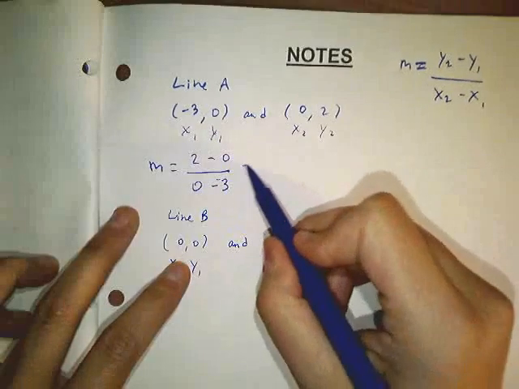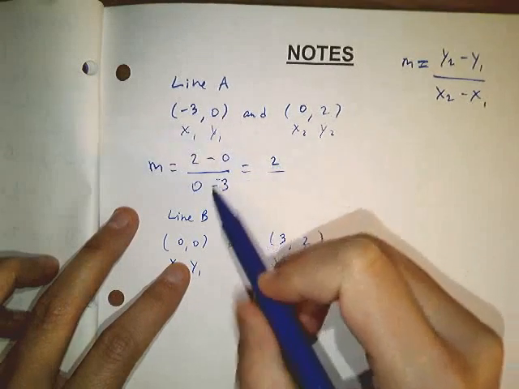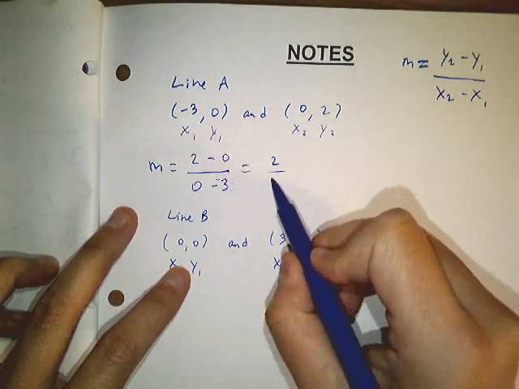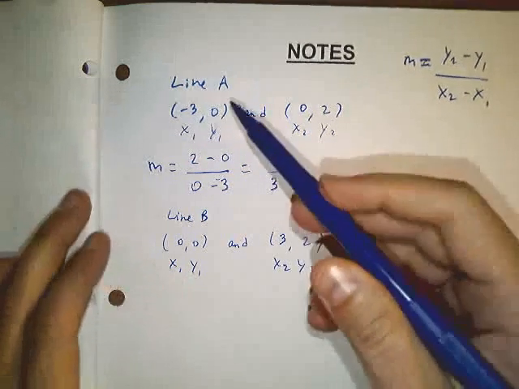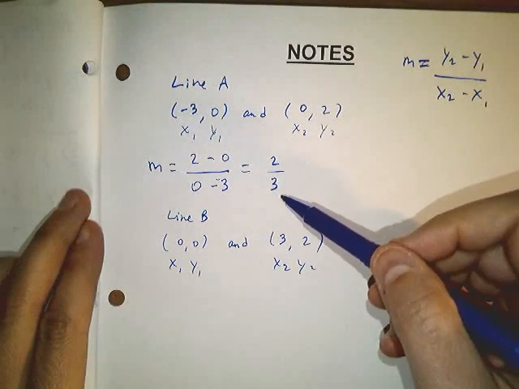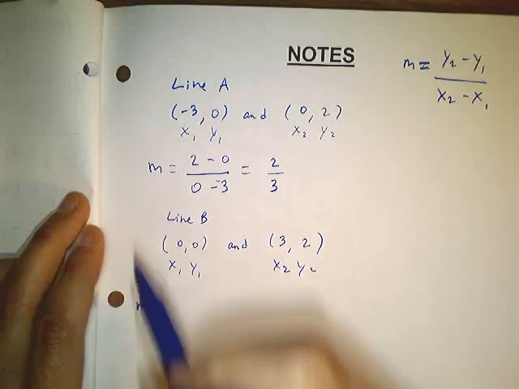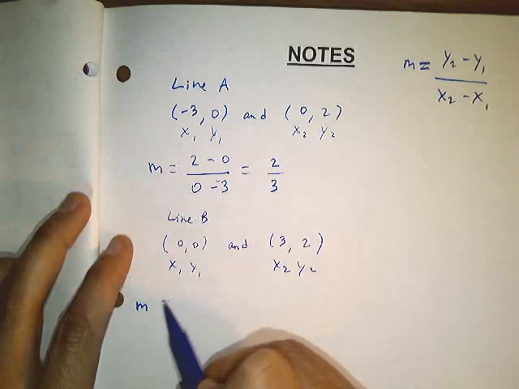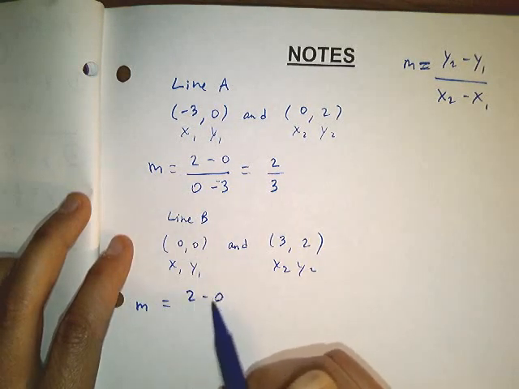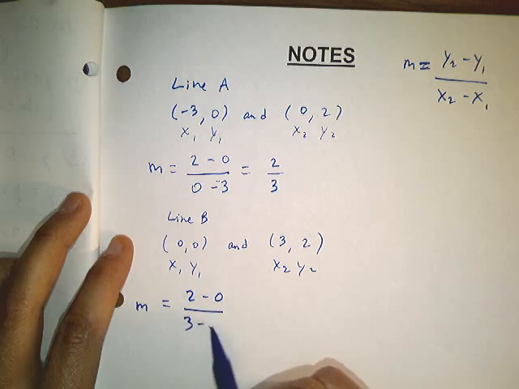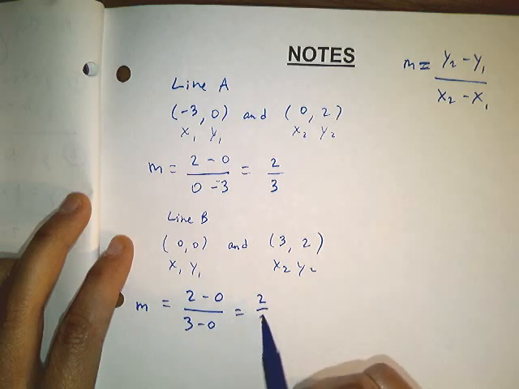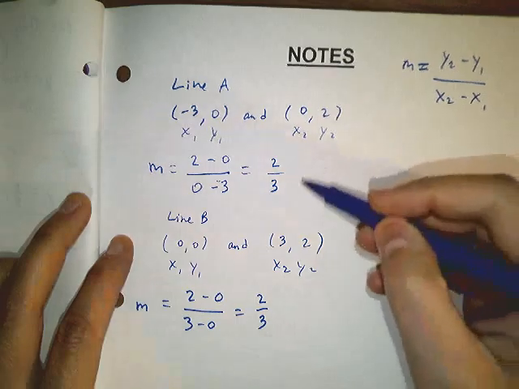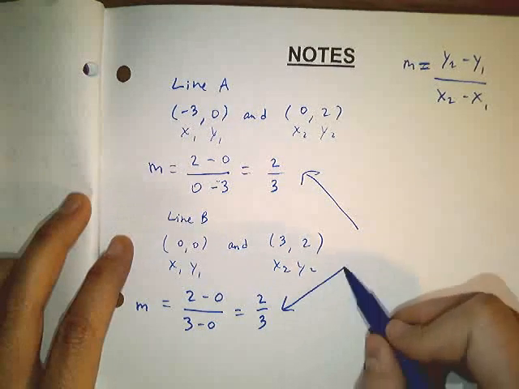If you haven't got that memorized, you probably want to write it yourself. Okay, so I will. 2 take away 0 is 2. 0 minus -3 is +3. So the slope of the first line is 2/3. How about the slope of the second line? Well, the slope would be 2 minus 0 over 3 minus 0, which is 2/3. Oh, see how the slopes are the same? 2/3 positive?